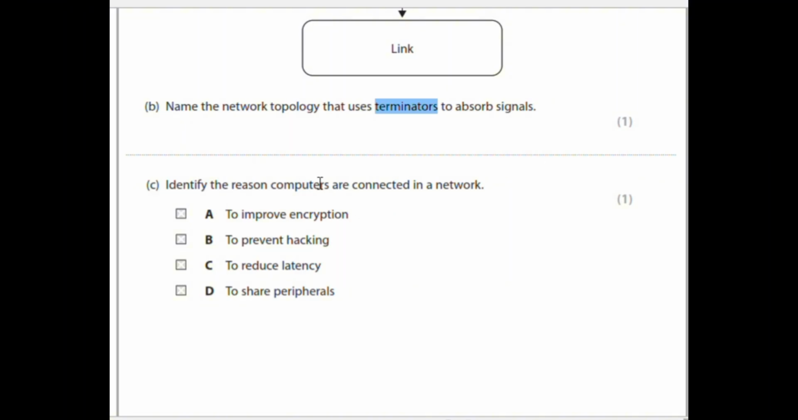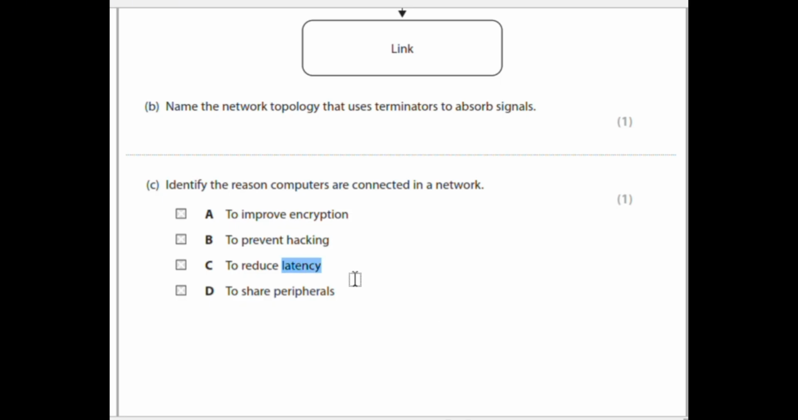Bus. Yes, it is the bus. The bus is the one that has one long cable. At the ends there are terminators that will absorb excess signals so that they don't go back to the network. If they go back to the network, they will interfere with the data. So the correct answer here was the bus topology. And the next question, let us finish this one and then close.